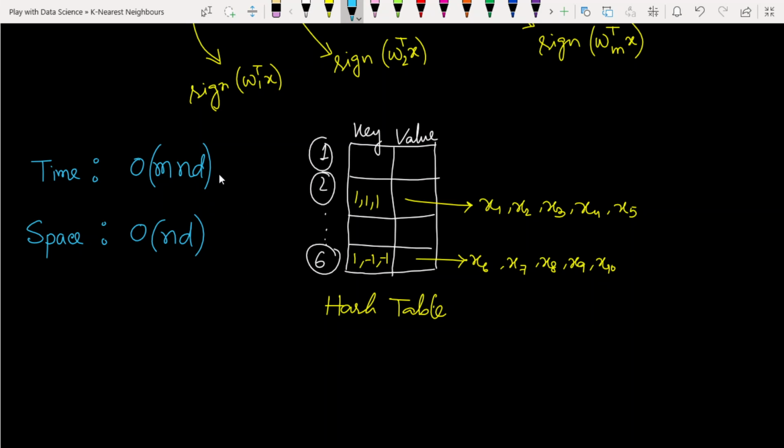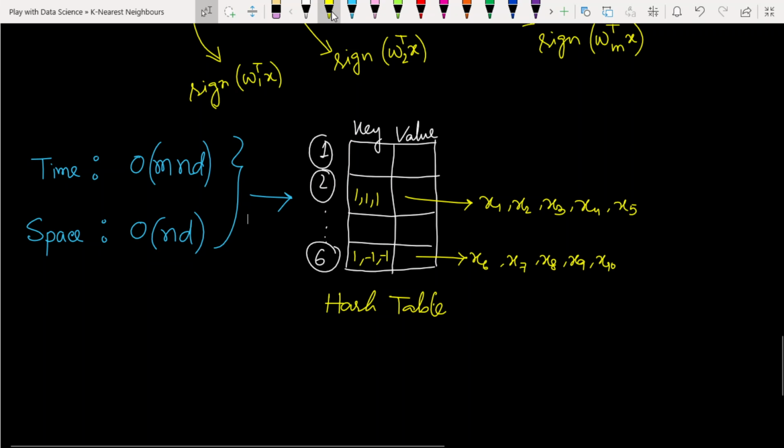So for constructing a hash table, this time and this space are required. And one thing we also have to remember is that the number of slices is totally dependent on the number of hyperplanes.